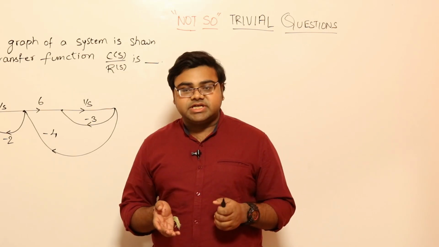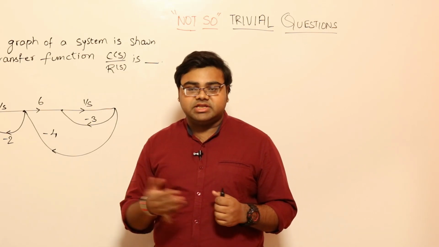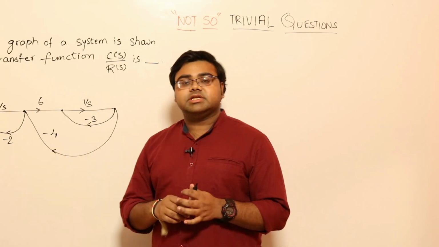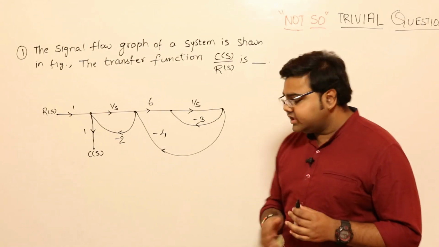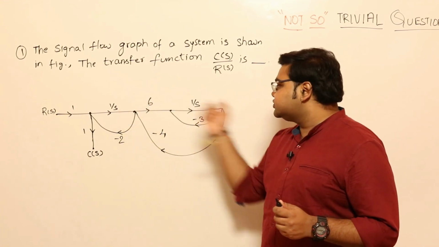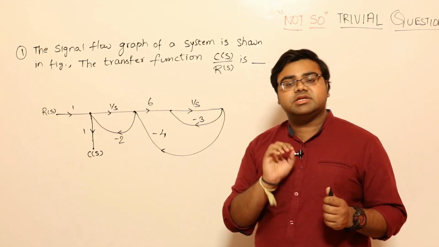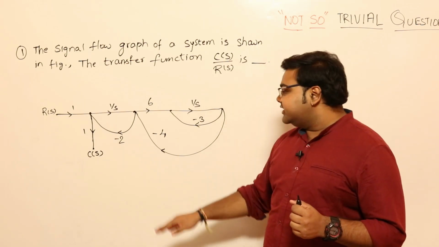So without wasting much time, because you are all busy preparing for the exam, let us get to the first question, that is on signal flow graph. This is on signal flow graph and they basically want us to find the overall transfer function using Mason's gain formula. Why is it different?